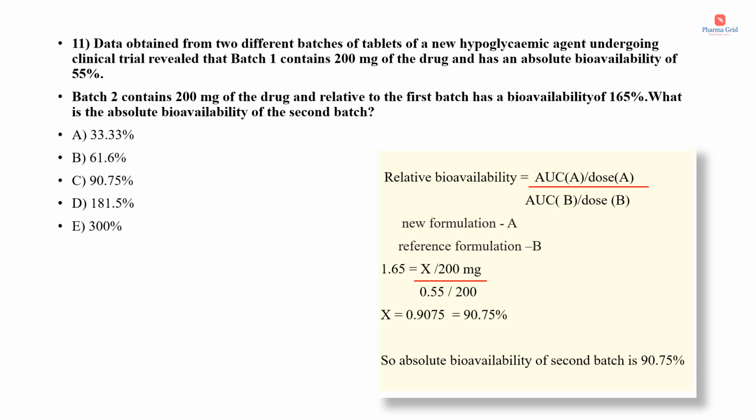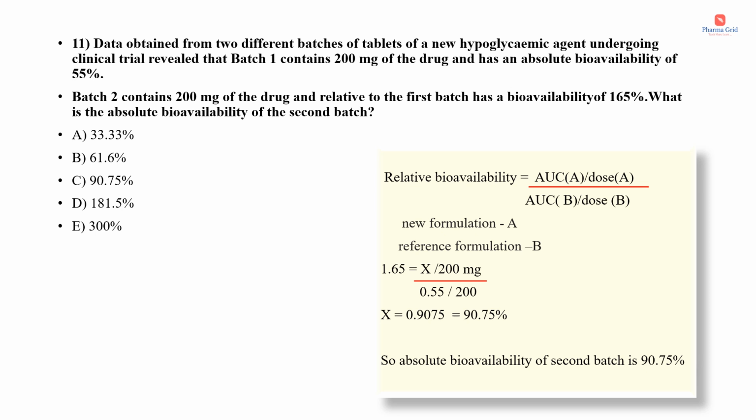Thank you in advance. Okay, so let's begin with today's first question. Data obtained from two different batches of tablets of a new hypoglycemic agent undergoing clinical trial revealed that batch 1 contains 200 mg of the drug and has an absolute bioavailability of 55%. Batch 2 contains 200 mg of the drug and, related to the first batch, has a bioavailability of 165%. So what is the absolute bioavailability of the second batch?